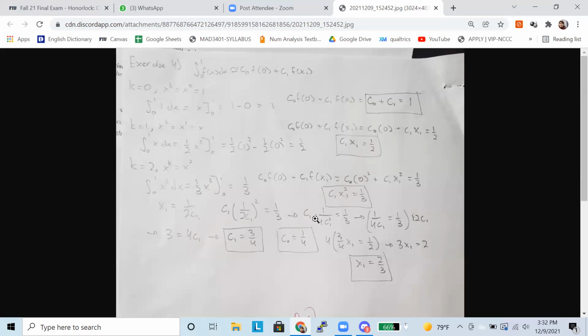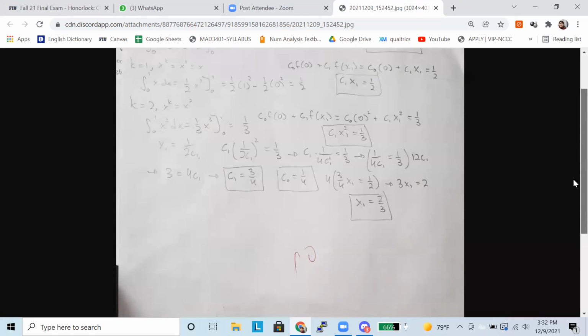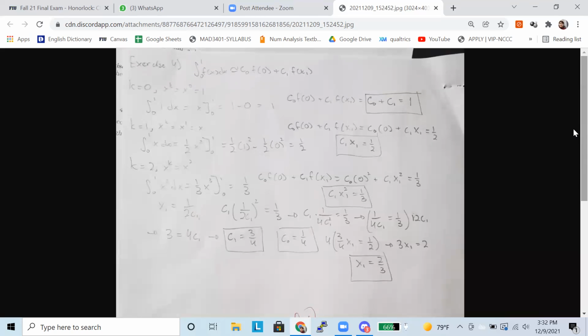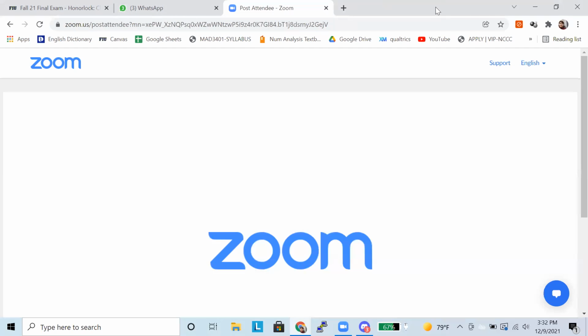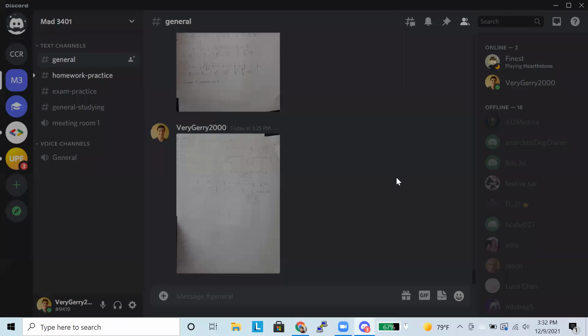And then you end up with, I just kind of complicated this, but basically C1 equals 3/4. And then once you have that, you know that C0 is just 1/4. And then just like that, x1 is 2/3. Okay, does that make sense? Yeah. Now it makes sense that I just plug in 0 into whatever the integral becomes. Thank you. Yeah, no problem, my guy.